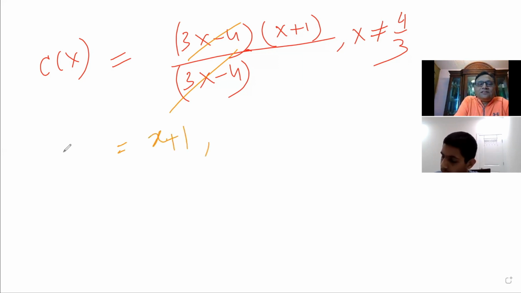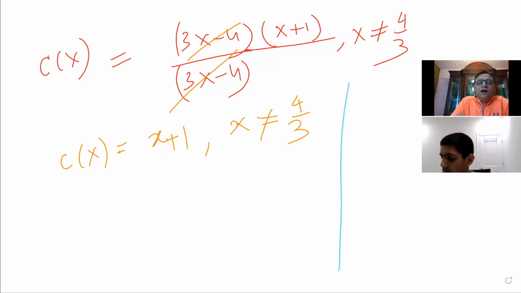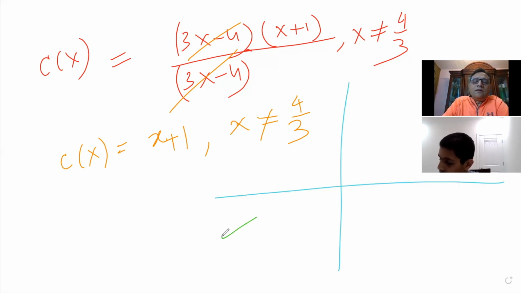But is C of x a straight line? No. With a modification that x is not equal to 4 over 3. Can you sketch this function now, Abhinav? Sketch and tell me how it will look. So it's like a diagonal line and there's a hole at 4 over 3.